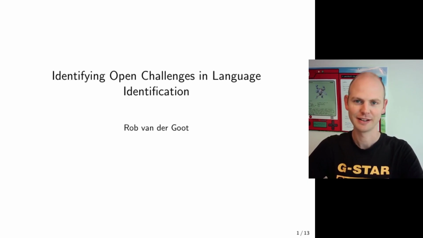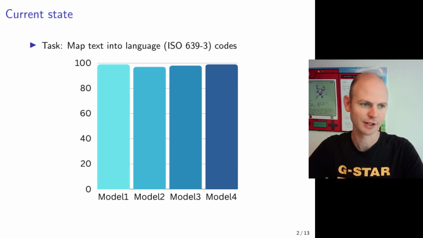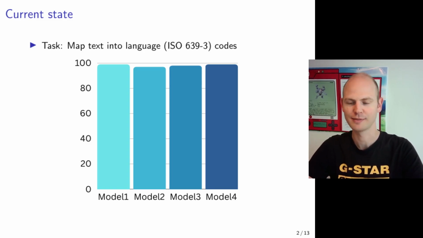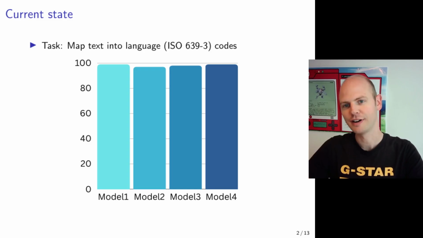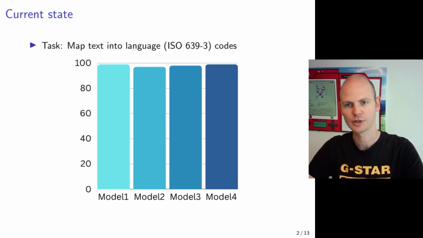identification. So the task of language identification is to map a text into a language code. We commonly use the ISO standards for these language codes, which have their own issues, but from a practical perspective it makes sense. And people have shown very high performances with different types of models on different types of setups. So the question I'm asking here: are there still remaining challenges? And if yes, which ones of these are the most important?